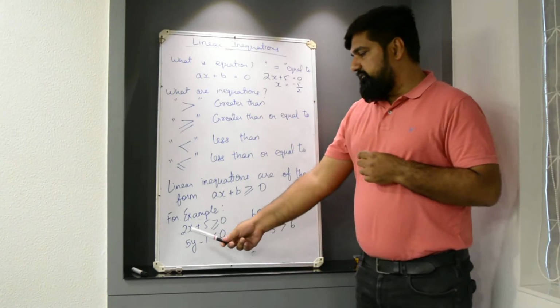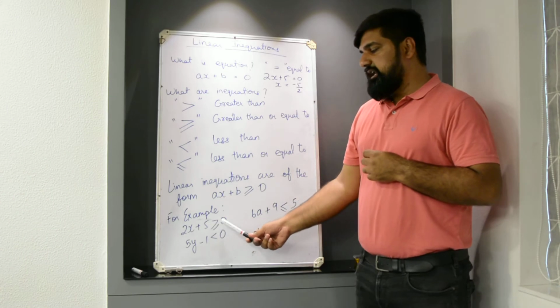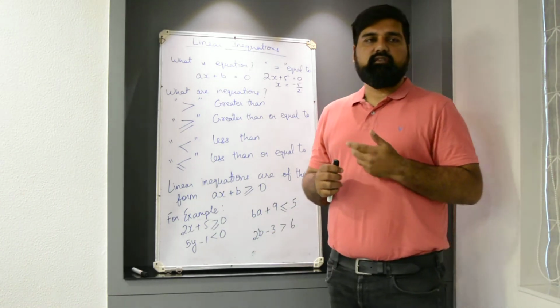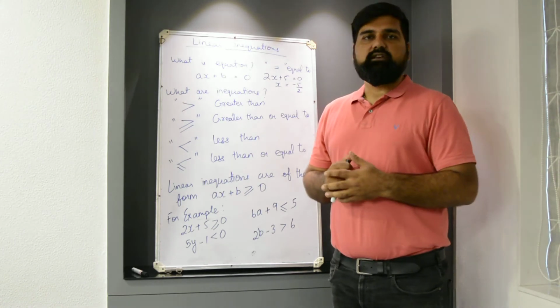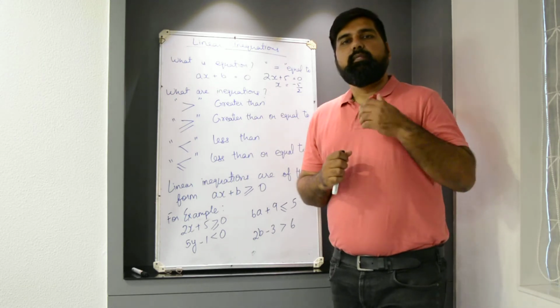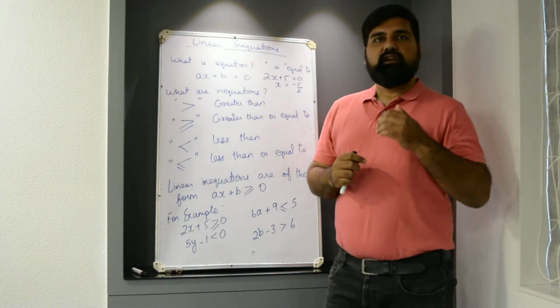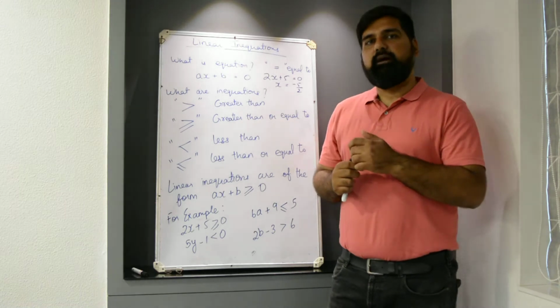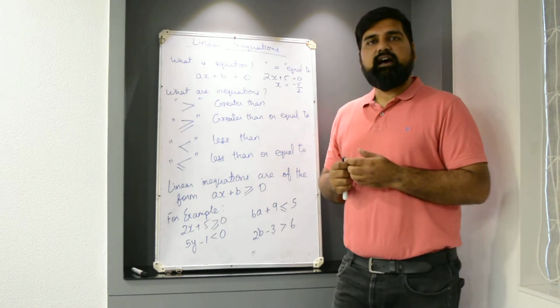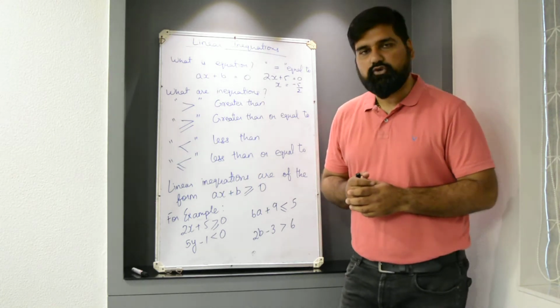So, for example, we have 2x plus 5 is greater than or equal to 0. When we solve it, we'll get the answer that x is greater than or equal to minus 5 by 2. So what does that mean? This means that x can have any value which is greater than or equal to minus 5 by 2. Minus 5 by 2 is minus 2.5. So x can have any value which is greater than minus 5 by 2.